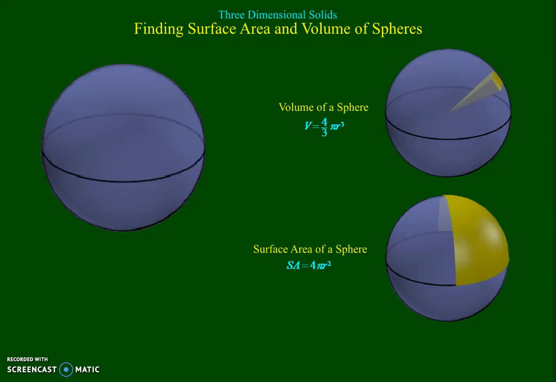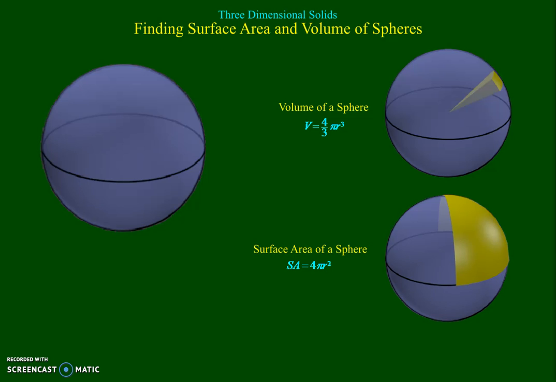This is part 9 of the series Three-Dimensional Solids, and I'm going to start this video with a discussion of spheres. First, I want to give a definition of a sphere. If you remember the definition of a circle, the circle was the set of all points in a plane equidistant from one point called a center.